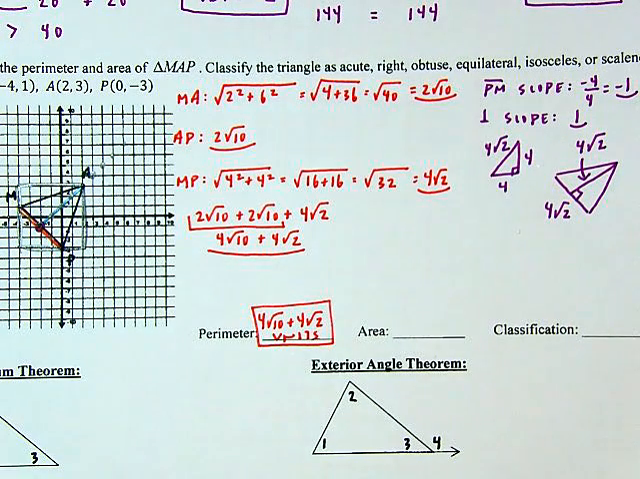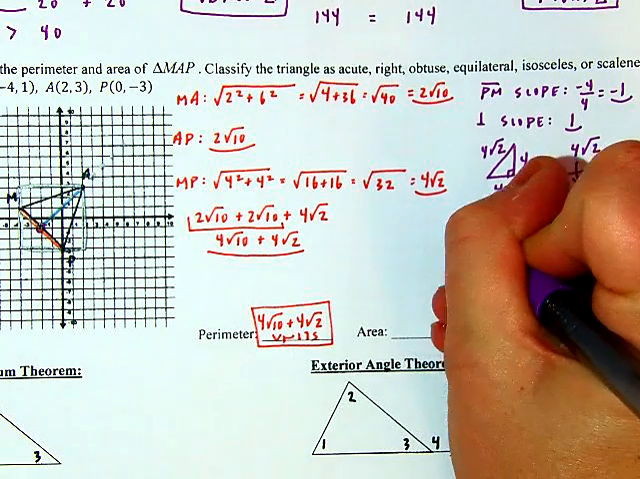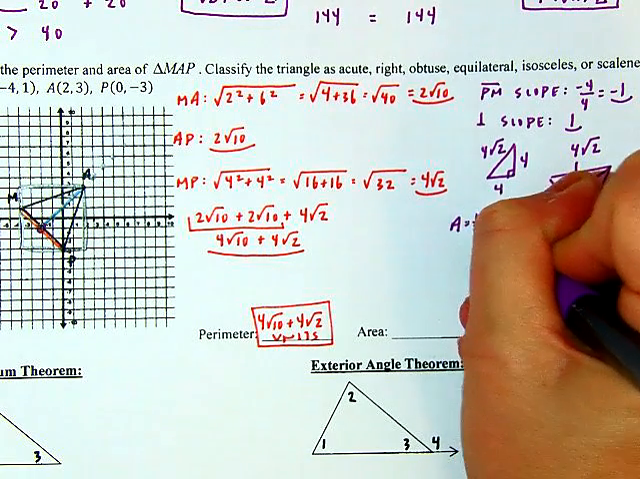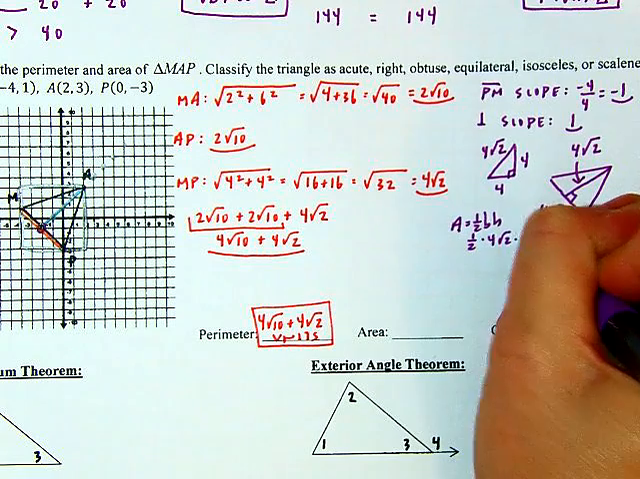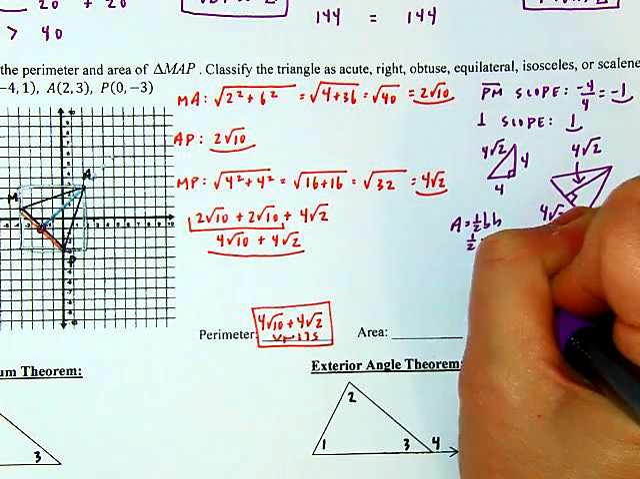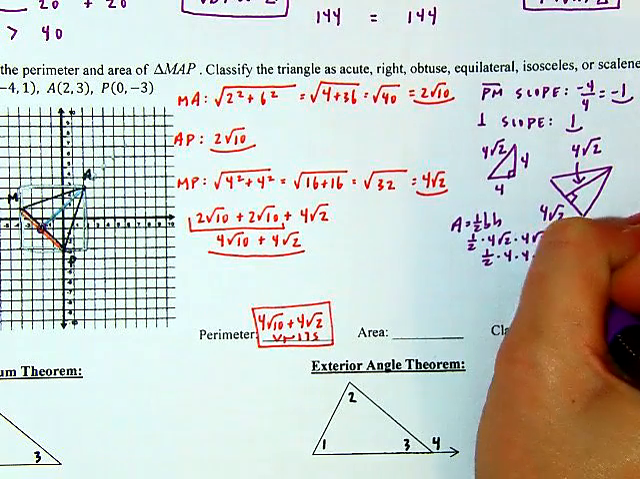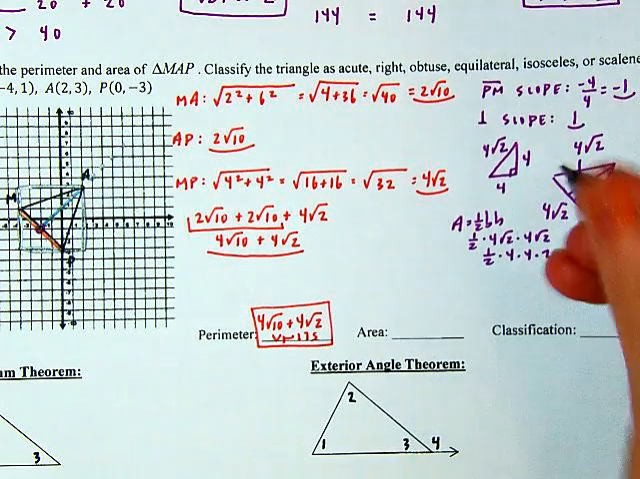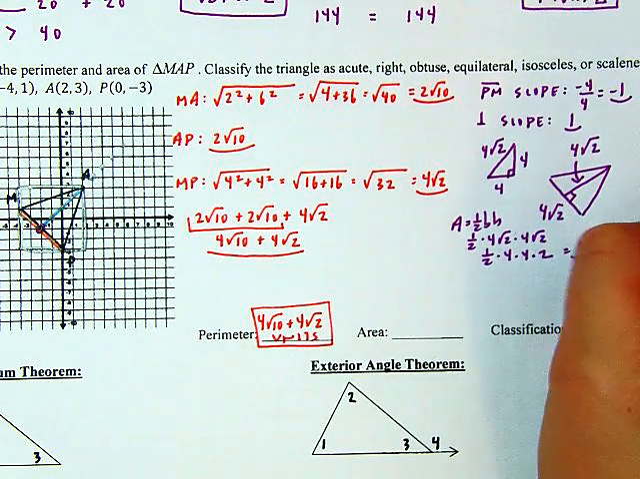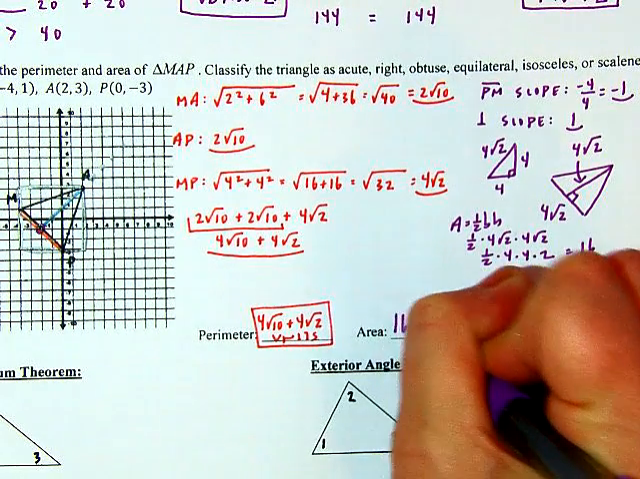All right, so here my base and my height happen to be the same. So when I go to area, half of base times height, half of 4 root 2 times 4 root 2. So half of 4 times 4 times 2. Half of 4 is 2, times 4 is 8, times 2 is 16. So we get 16 square units.